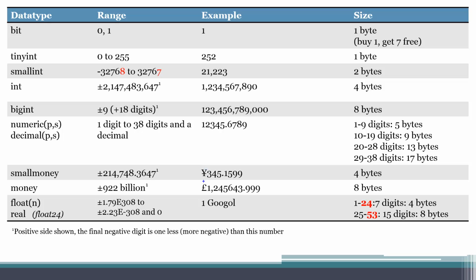Now you notice here in the examples that I have currency symbols. This first one here is for the yen, and the second one here, as I remember, is for the pound, if I remember right, when I rolled up this slide. Now, you can pass that in. You can actually pass the currency symbol into the money data type, and SQL Server will accept it.